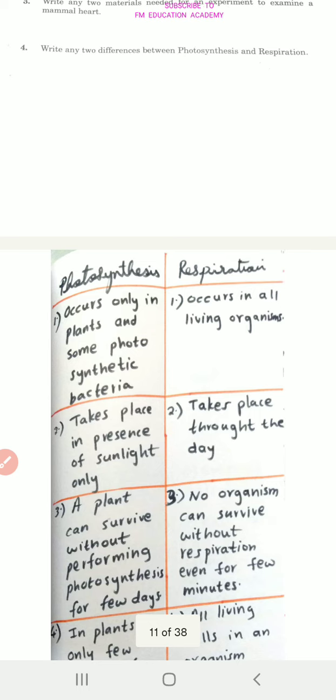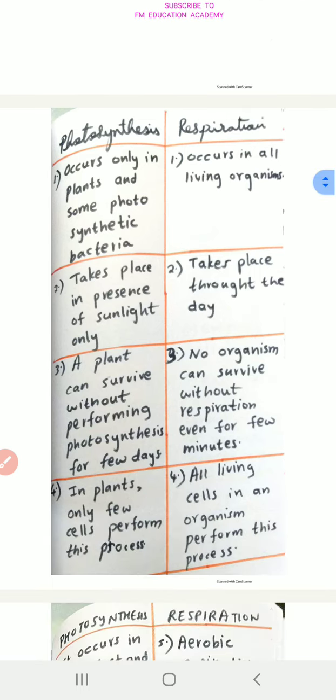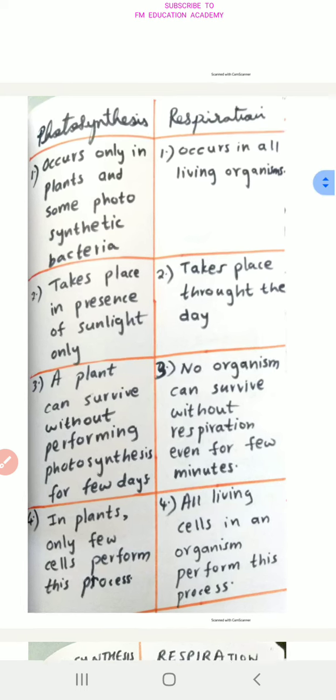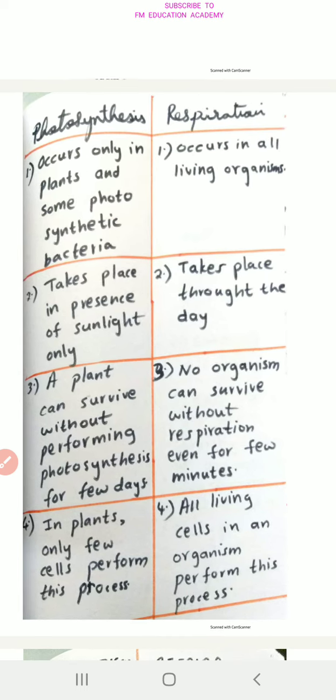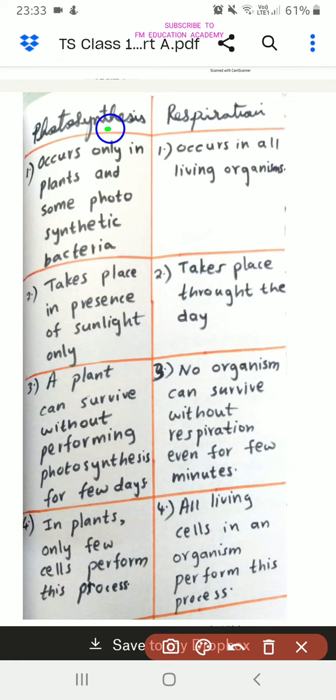Question 4 is, write any two differences between photosynthesis and respiration. Now this question, remember, I also gave one day before the Biology TS SSC board exam. I had forwarded a PDF on YouTube. On that, in important questions, I had given this answer. So totally there are 10 to 11 points. From that you can write any 2 points, because it is just asking to give two differences between photosynthesis and respiration, or you can write 4 points.